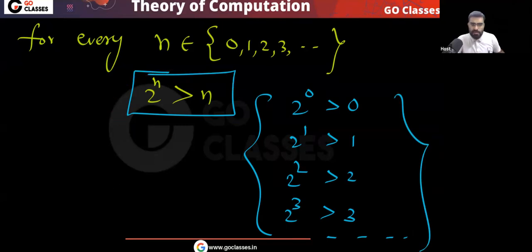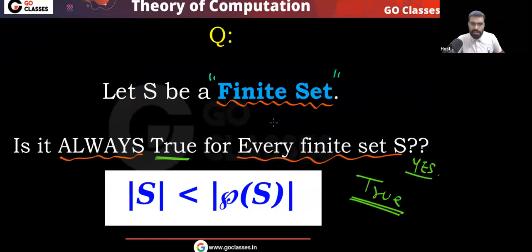Now you tell me again, is this statement true for every finite set? S is a finite set. Is it always true for every finite set that the cardinality of S is strictly less than the cardinality of PS? Yes, this statement is true. Is this clear? This statement is true, right? So this is the simple point.